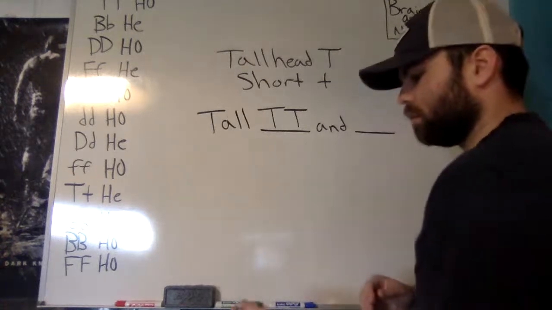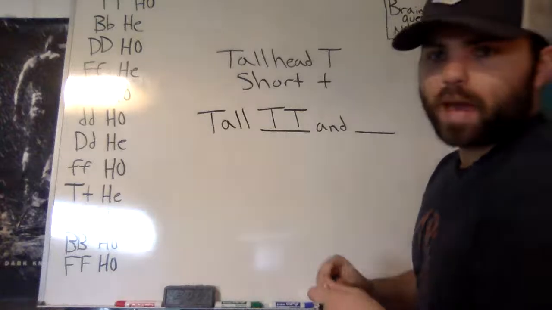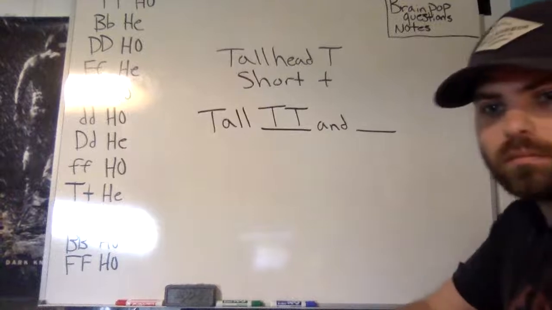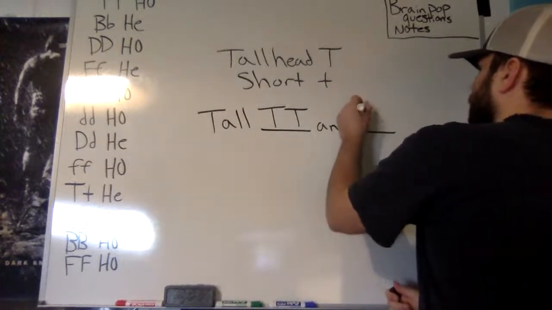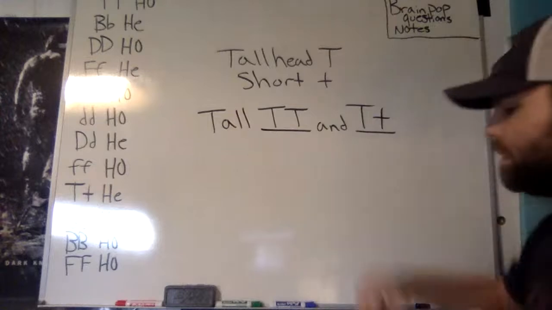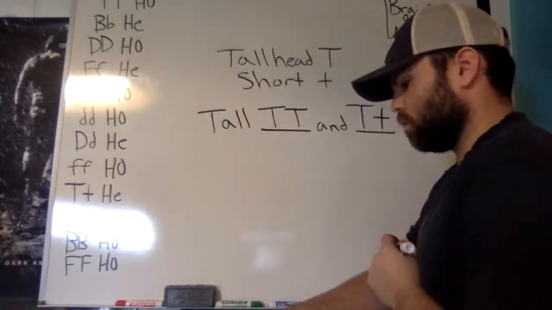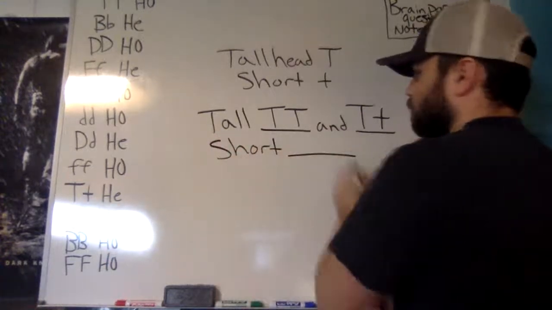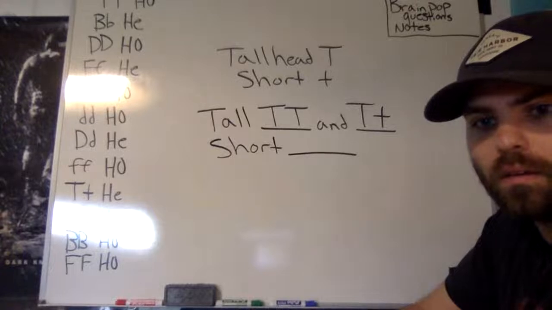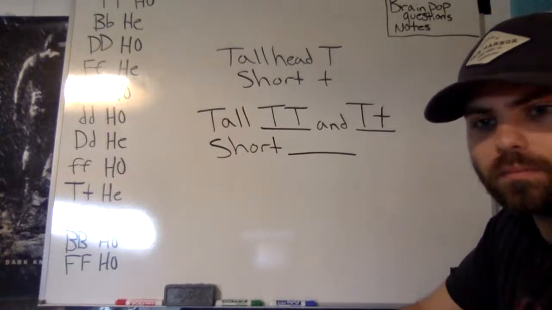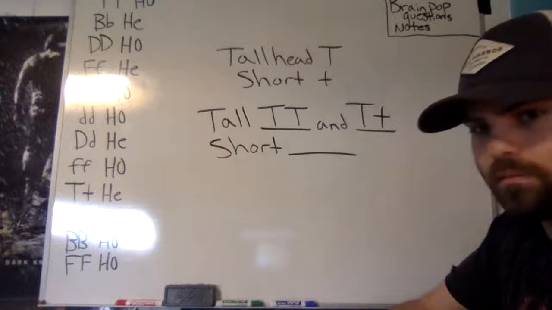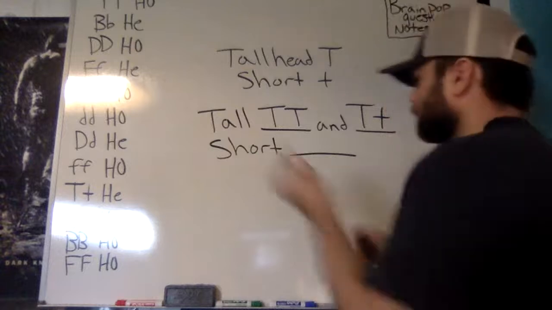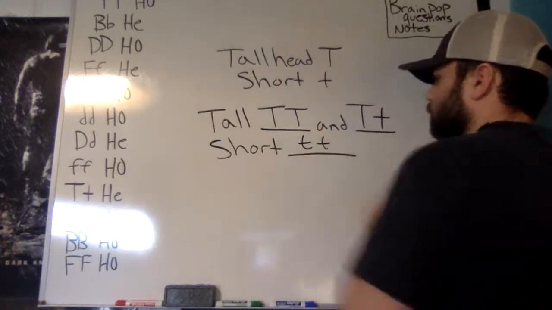The second part, number 1, purebred, would be two capitals. And then hybrid would be a capital and a lowercase. All right, good. Now, what about short? What would we have to write to have a short head? Two lowercase t's.